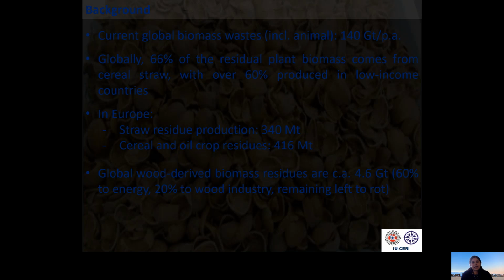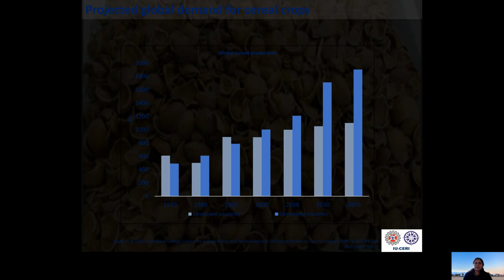Not only are agricultural and cereal crop residues available, but global wood-derived biomass residues are also in the range of 4.6 gigatons. Of this, about 60% goes to energy, 20% to the wood industry, and the remainder is left to rot. That is available to be used, or needs management options. I will talk about that in more detail in a few minutes.